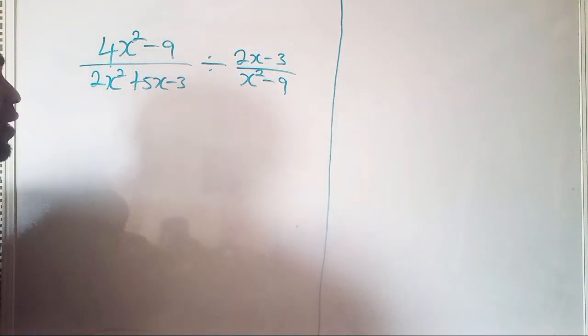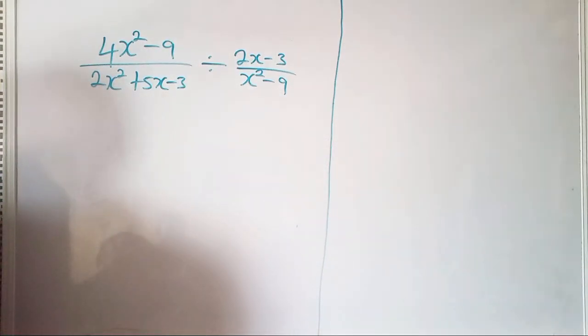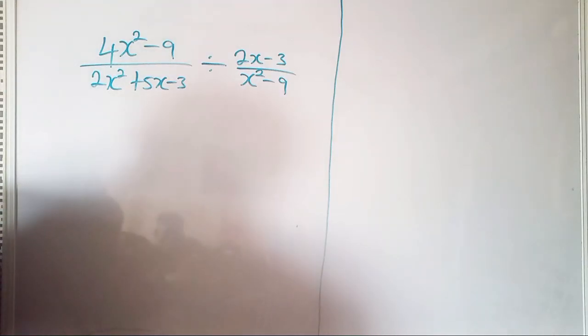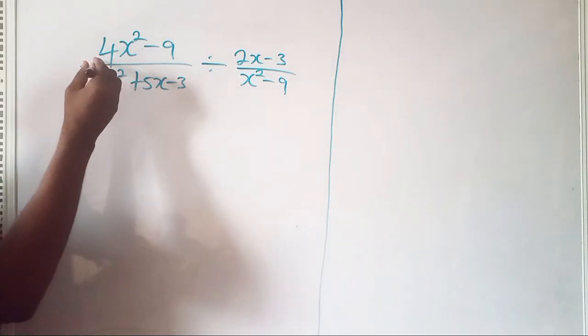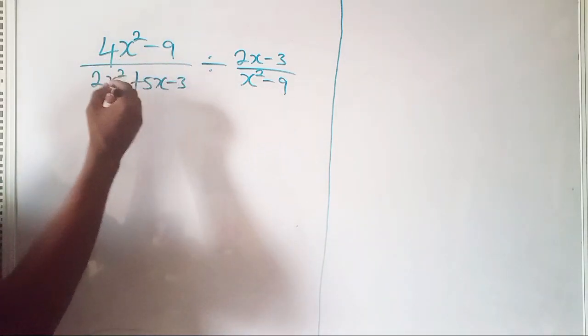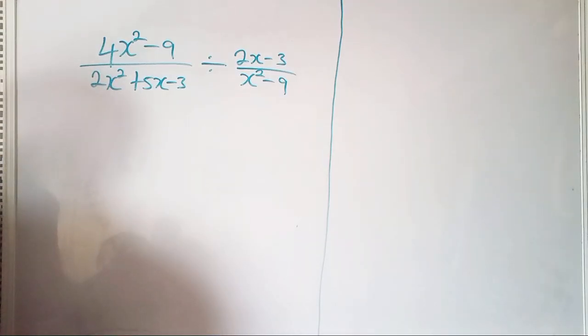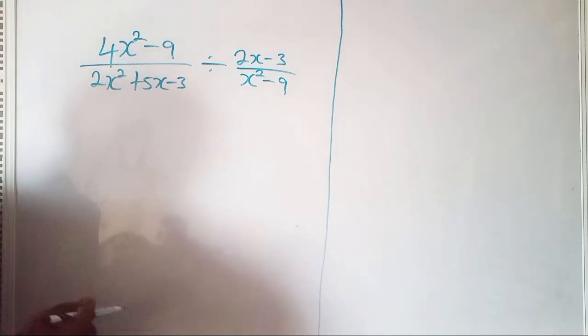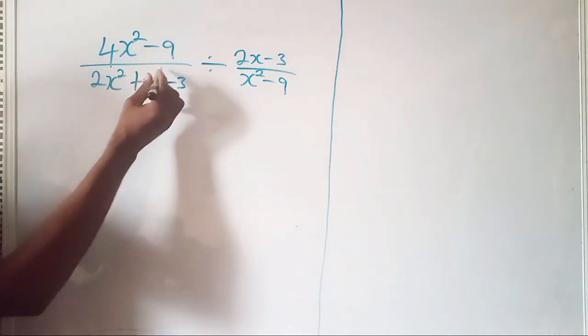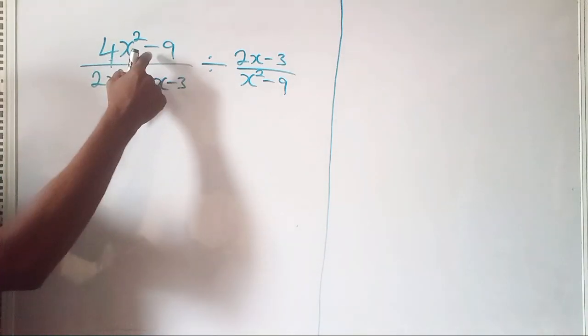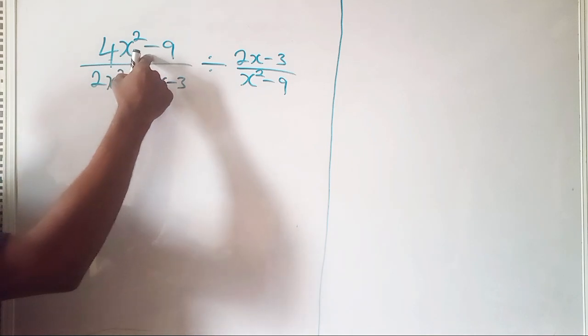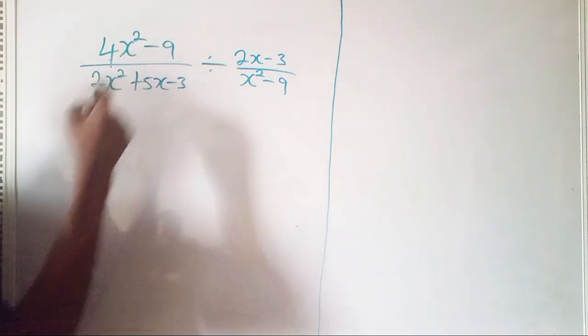So when we have this kind of algebraic expression, for us to solve it, as I explained before, you will need to find the common factor. Here you need to factorize each and every term. If any one is factorizable, you factorize it, but if it is not factorizable, you leave it. Let's start with this numerator here, which is 4x squared minus 9.